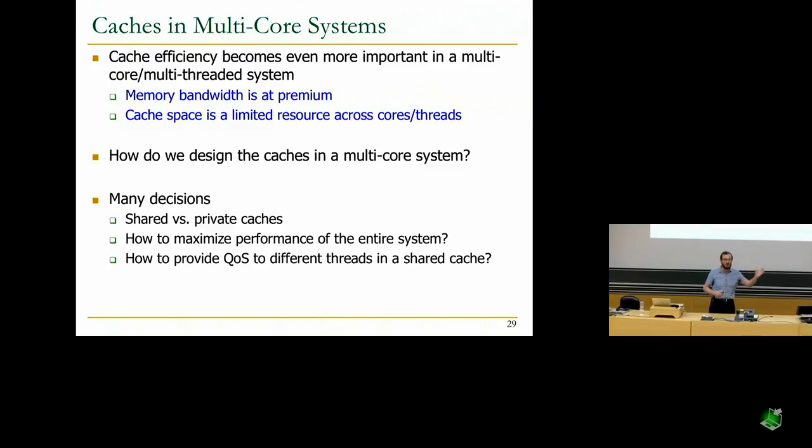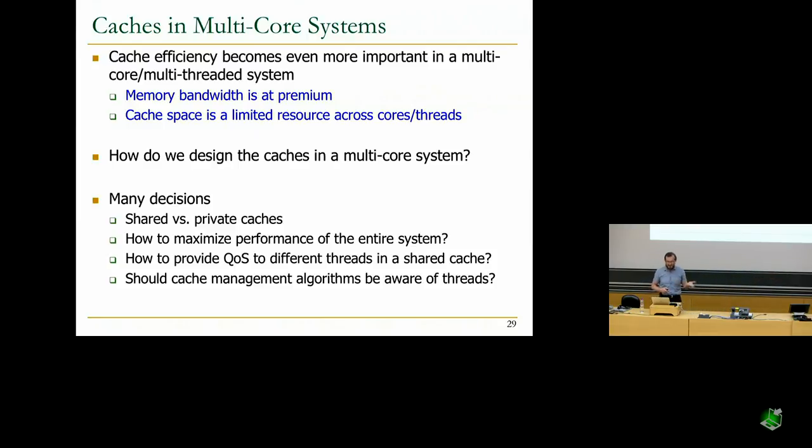How do you provide quality of service to different threads in a shared cache? This is important. You may have an application that is very intensive in terms of the cache space it requires, and you may have another application that's not very intensive, that has very good locality, but because you're sharing the cache between these two applications, the application that would otherwise have very good locality isn't getting a good hit rate in the cache. That's a quality of service problem. And should cache management algorithms be aware of threads? It's probably a good idea.